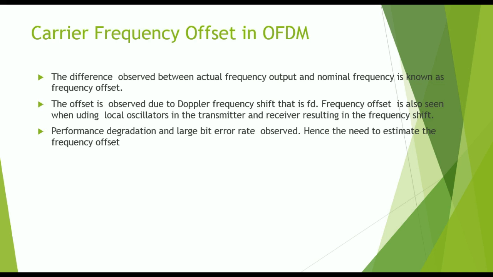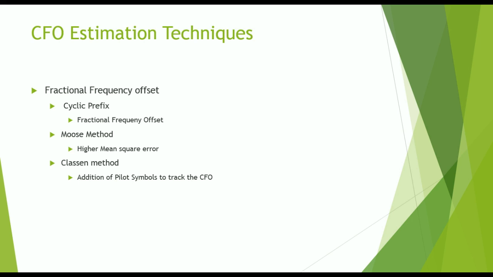the offset. In case of OFDM, the subcarriers with higher frequency are more prone to carrier frequency offset than the ones with lesser frequency. The integer frequency offset increases the BER, resulting in degradation of the performance.